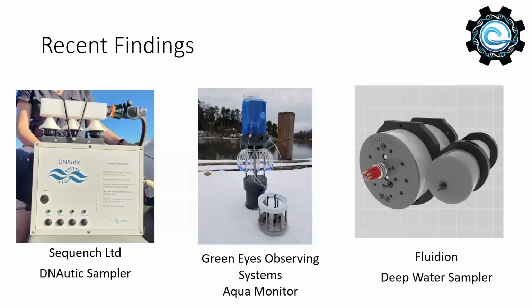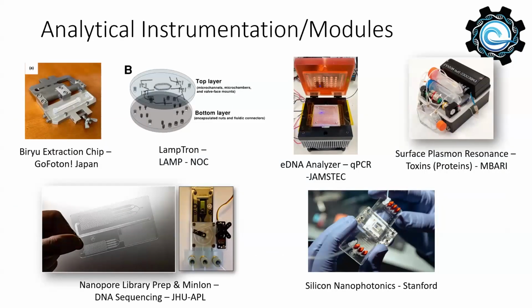Like I said, these are 3 new instruments that I just learned about. So recent findings in the last couple months are the Sequence DNA Audit Sampler, I think out of New Zealand; the Green Eyes Observing Systems Aqua Monitor, a group that is actually local somewhere, maybe in Maryland or Massachusetts; and then Fluid Ion, I think, out of France with their deep water sampler. So it's a rapidly evolving field. I learn about these things all the time. People are developing lots of different samplers.